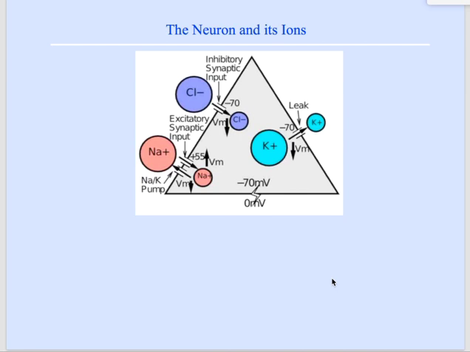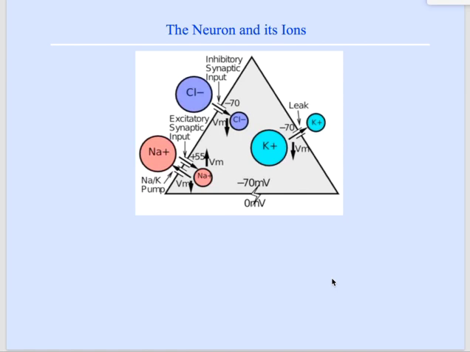In addition, you have the chloride ions, the Cl-, and this serves as an inhibitory synaptic input. There are channels in the cell body that, if you have inhibitory neurotransmitters, will open, and the chloride ions will flow into the cell body, and because they're negatively charged, they also reduce the membrane potential of the cell. So basically you have two types of ions that are reducing the membrane potential of the cell.